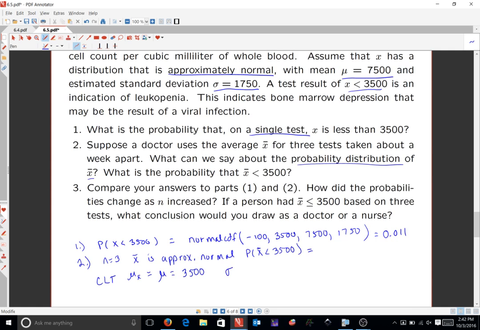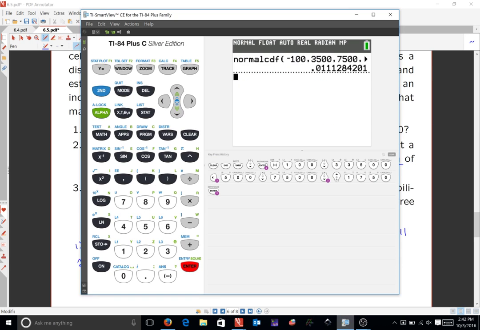And then what is the standard deviation? It's the original standard deviation divided by the square root of n. So it's 1750 over the square root of 3. So let me calculate that. That's going to be 1010. I'm going to use 2 decimal places, so 1010.36.